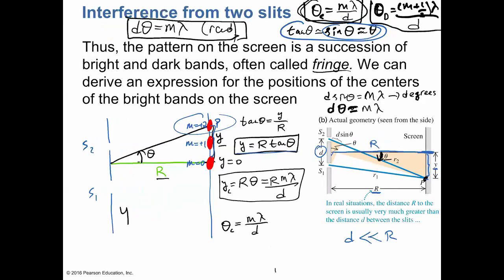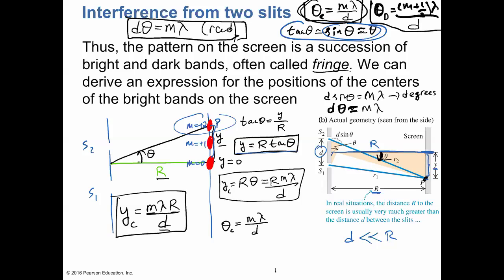So y, the vertical position of that constructive interference, I'm now calculating by taking r times theta, representing theta in terms of m lambda over d. That means completely eliminating theta. So what I have here is m lambda r over d. m is the order, times the wavelength, times r, the distance from the slit to the screen, and d here is the distance between the slits. It's a very simple equation that we should be able to use to find the vertical position.